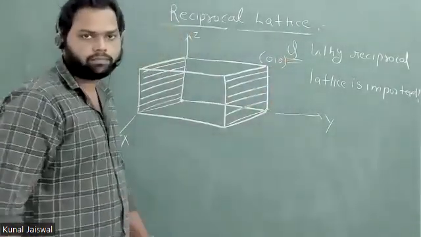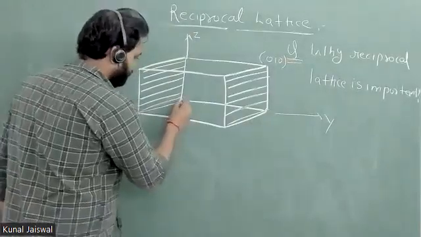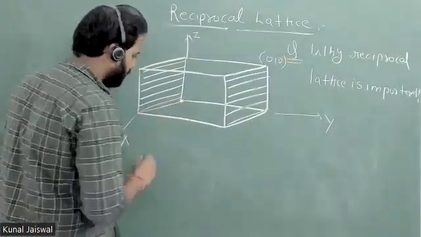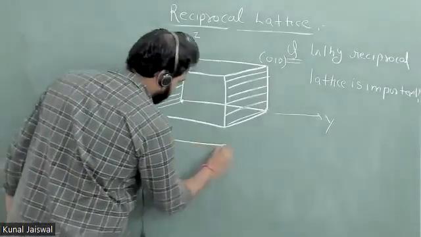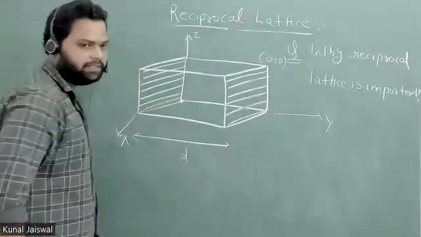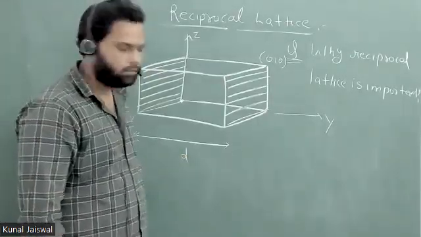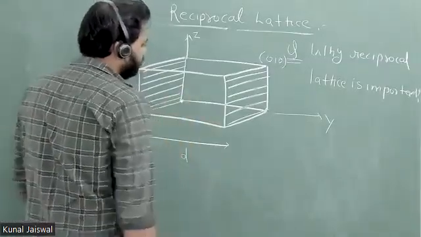0, 1, 0? Yes, sir. Now, let's suppose this is the origin. So, what will be this distance? This plane to plane distance. This value will be d, the interplanar spacing.